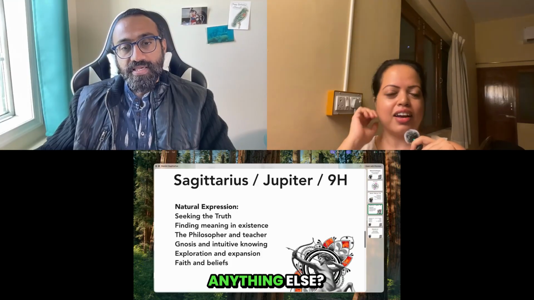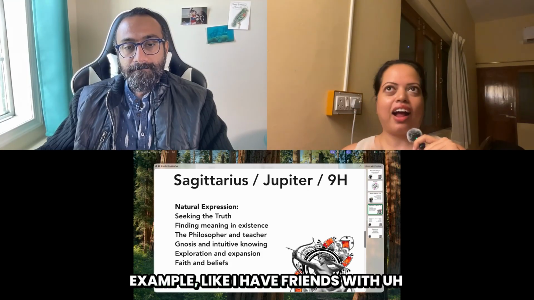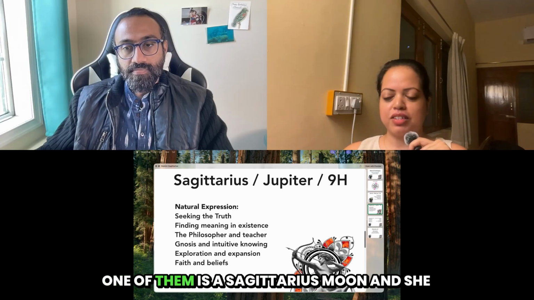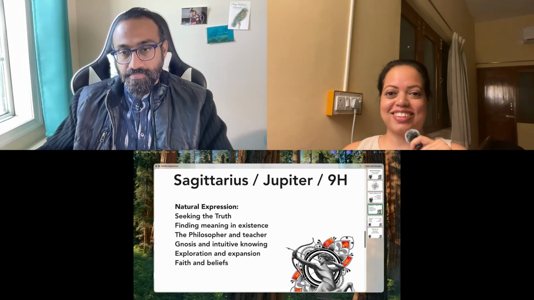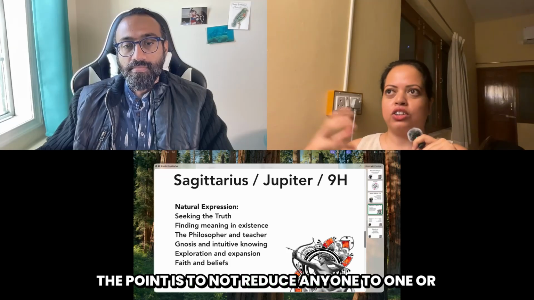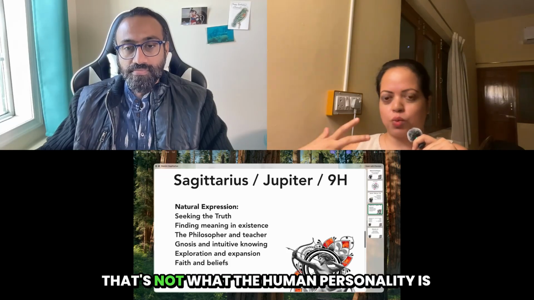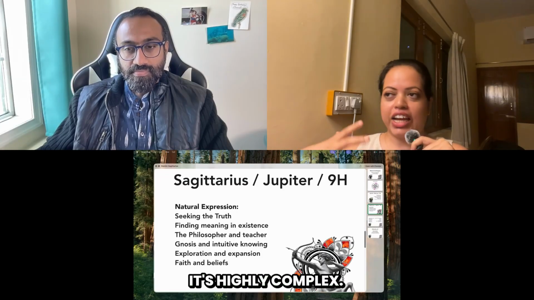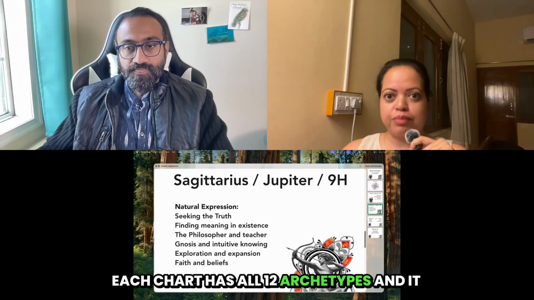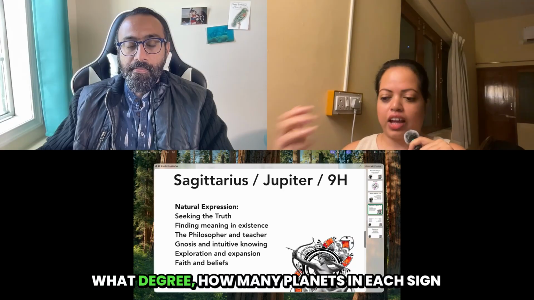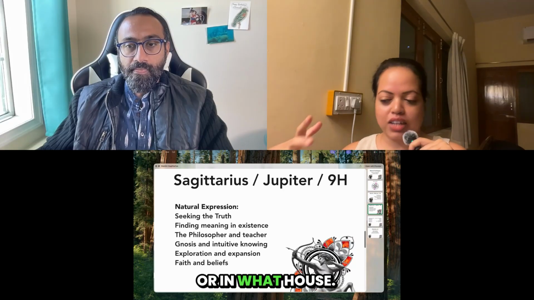For example, I have friends with prominent Sagittarius placements. One of them has a Sagittarius moon, and she hates travel. So the point is to not reduce anyone to one or two signs. That's not what the human personality is about. It's highly complex. Each chart has all 12 archetypes, and it really depends on to what degree, how many planets in each sign or in what house.